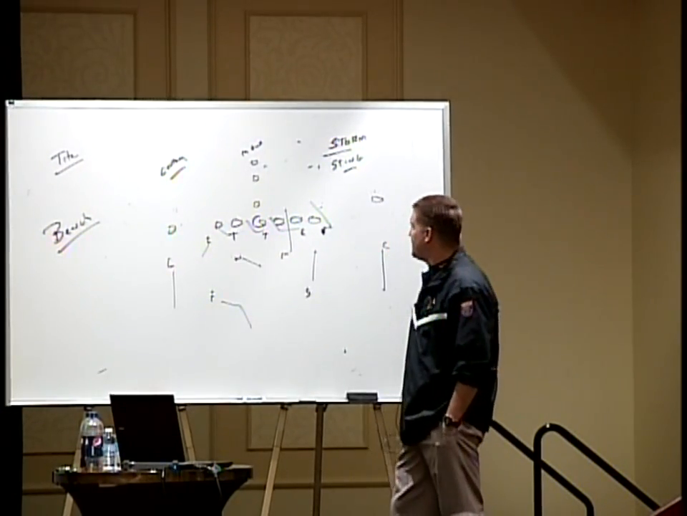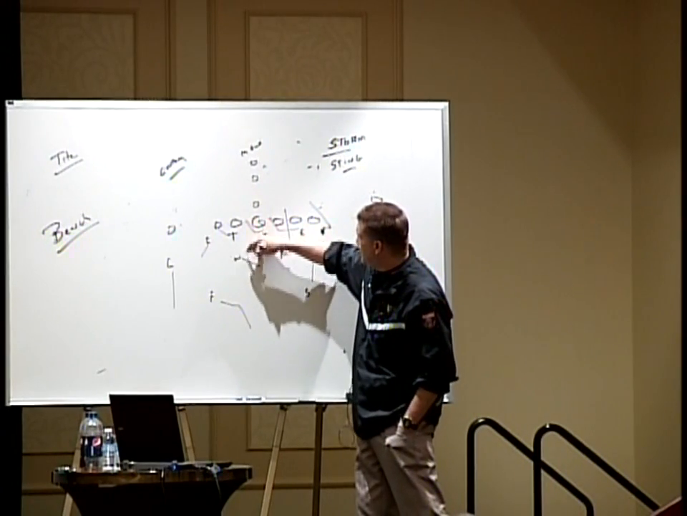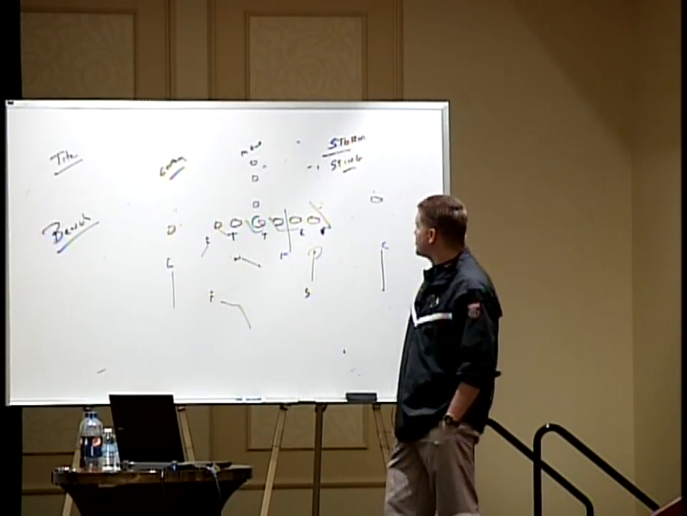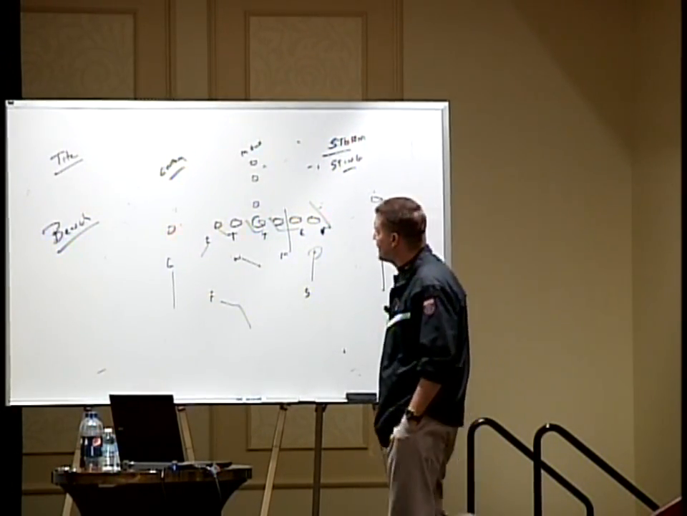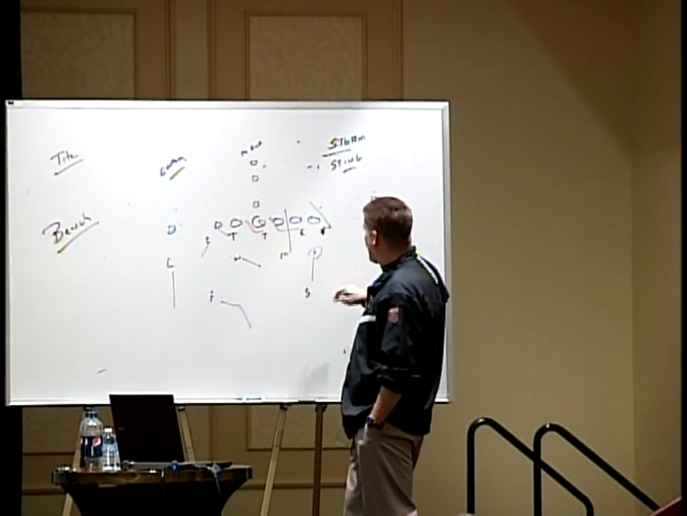End falls back into the B. Any flow weak, the Will's in the B gap. End's the easy force player. Strong safety's the cutback player in the C gap right there. Any pass shows, hot thirds.